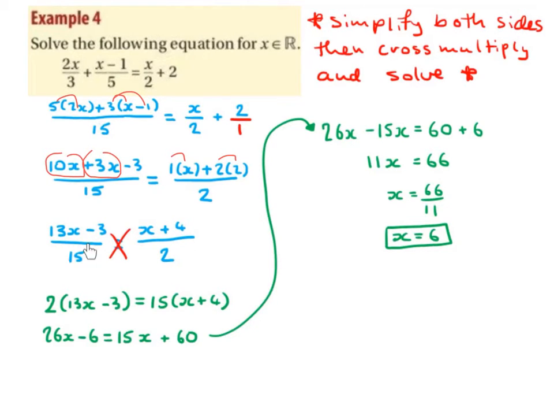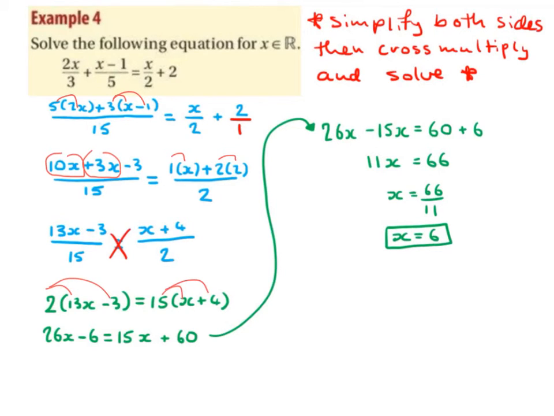So we've simplified the left-hand side as much as we can. We've simplified the right-hand side as much as we can. So now we have to cross-multiply. So we're going to have 13x minus 3 multiplied by 2, and x plus 4 multiplied by 15. Then we multiply out our brackets. 2 by 13x is 26x. 2 by minus 3 is minus 6. Bring down the equals. 15 by x is 15x. 15 by 4 is plus 60.